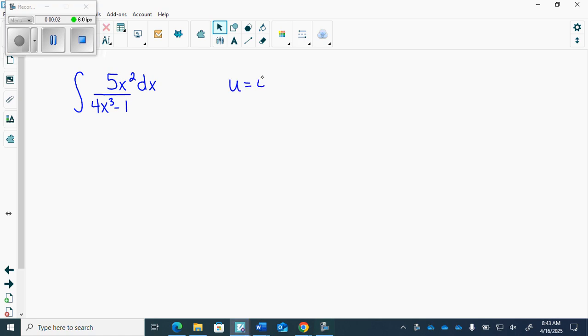u equals 4x cubed minus 1. Okay, now what do I always have to do? I'm trying this out. We're wrong, we're right. What do we do next? Derivative. du equals 12x squared dx.